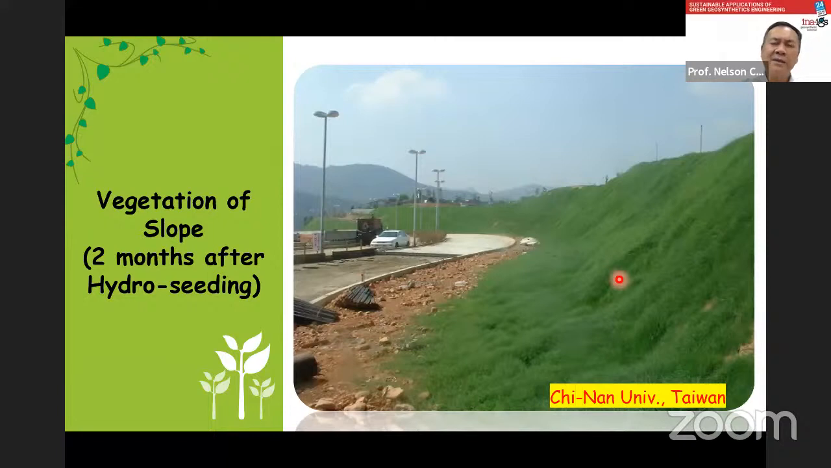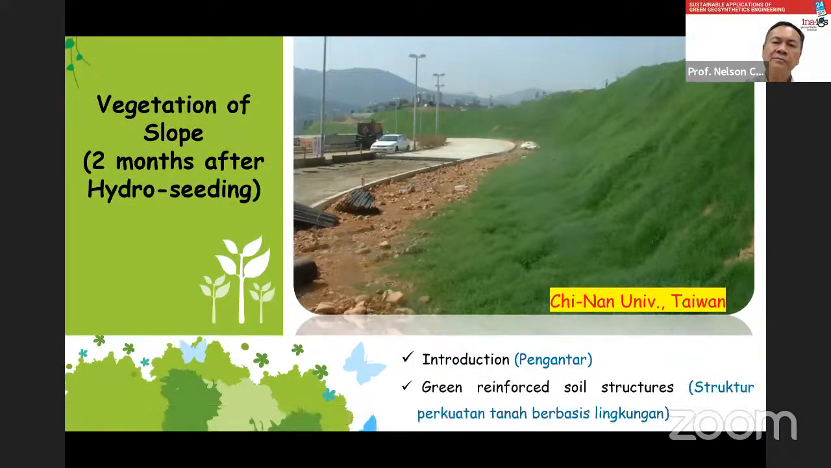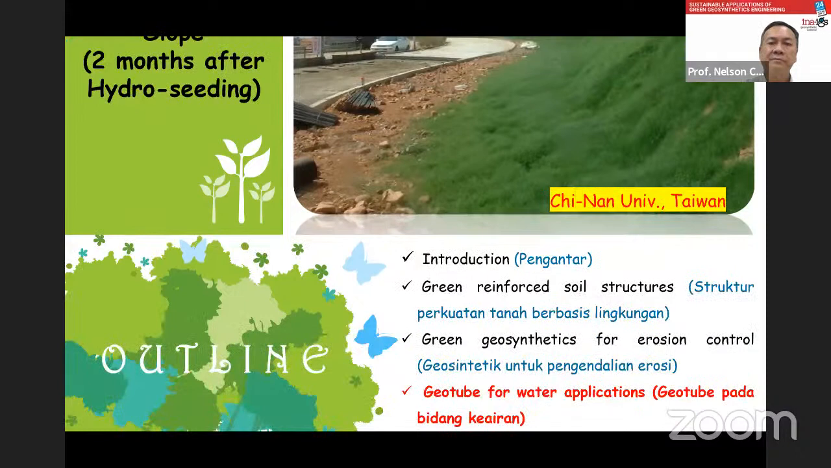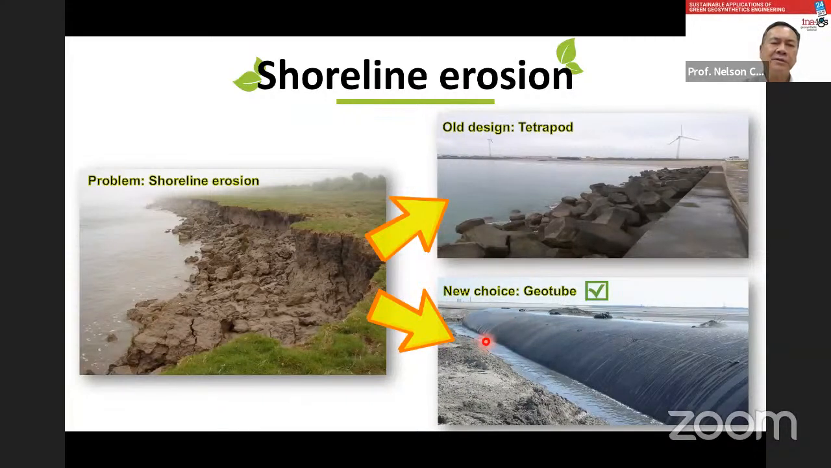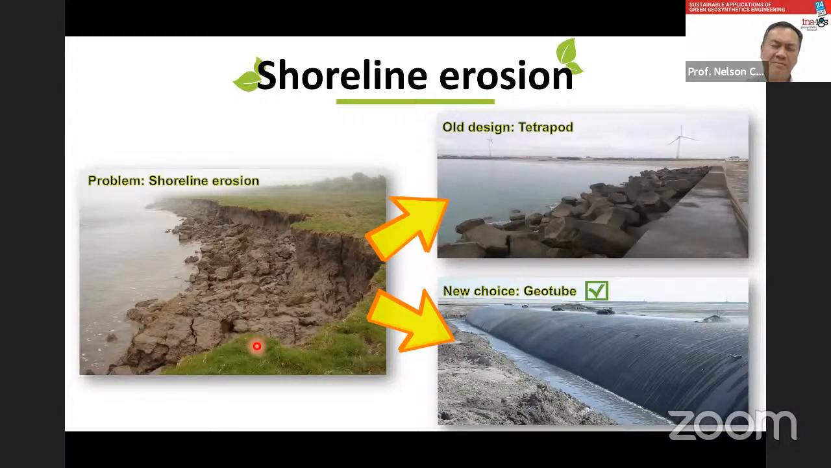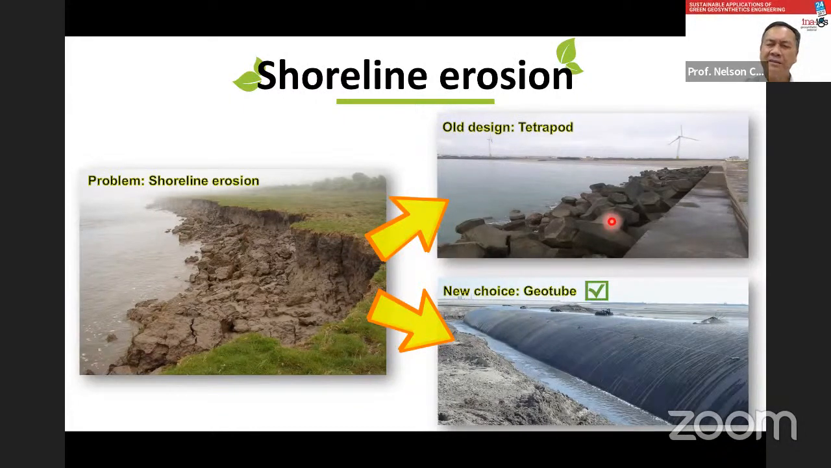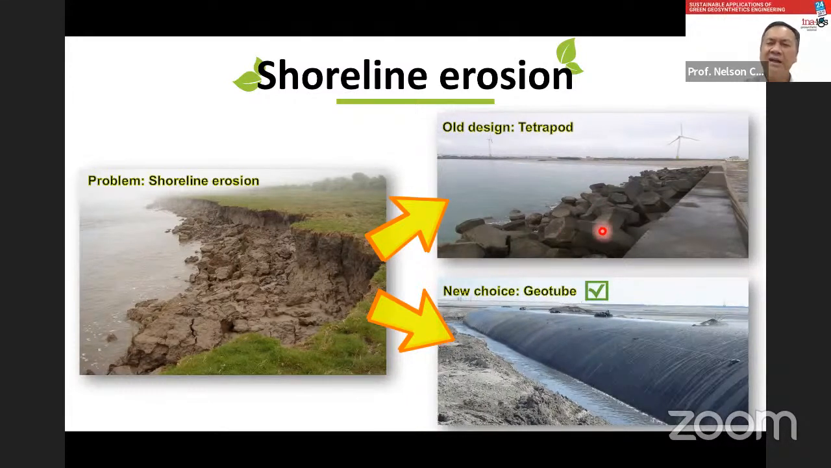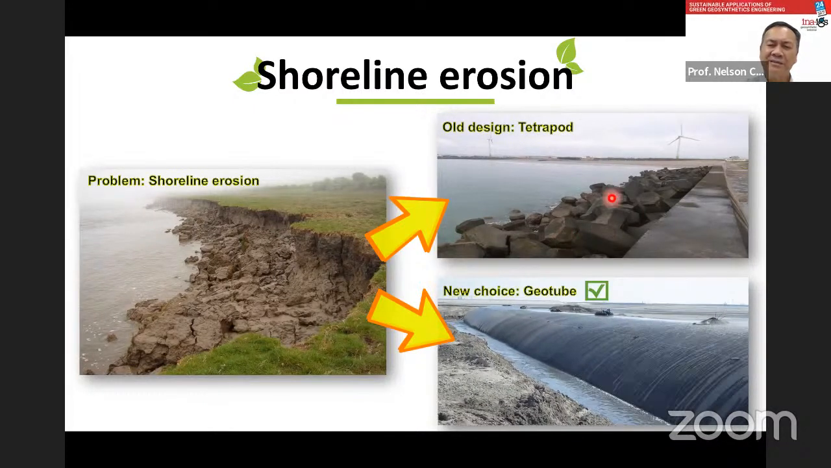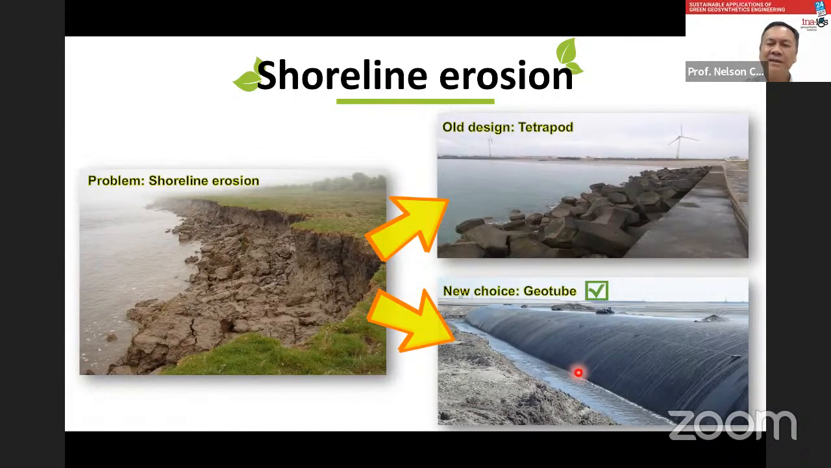Okay, next topic, I would like to cover Geotube. From this picture, you see the shoreline erosion, which is very common in some countries. And the old design is using tetrapods, which are concrete structures. And it's really ugly and not a modern design. And what is a modern design? Modern design is to choose a geotube.